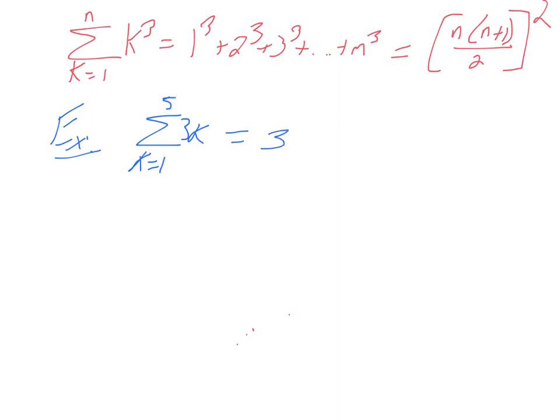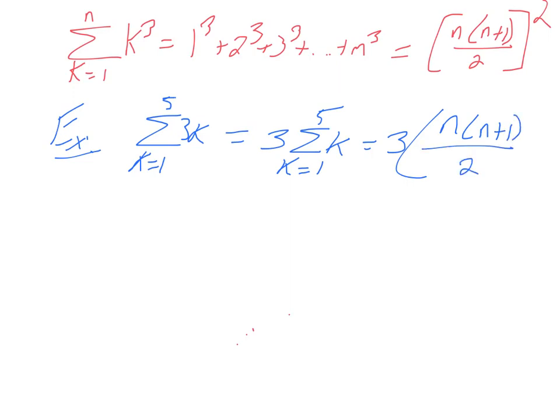So if I pull the 3 out using the constant multiple property, I just get 3 times that sum from 1 to 5 of k, which, based on what I just talked about, is n times n plus 1 over 2. N in this case is 5, so I'm just going to replace n with 5 here.